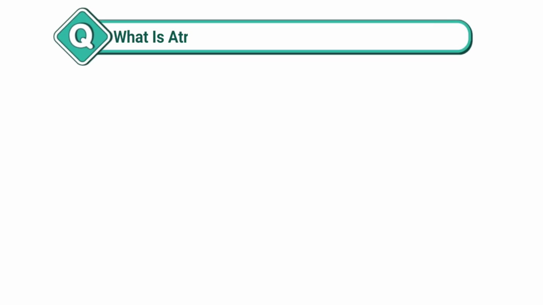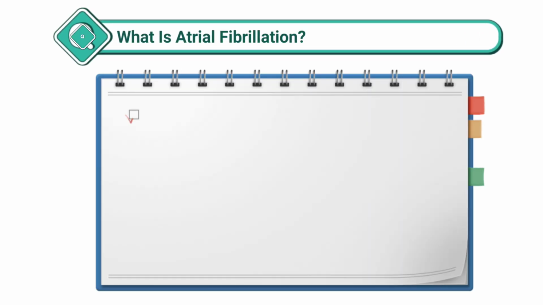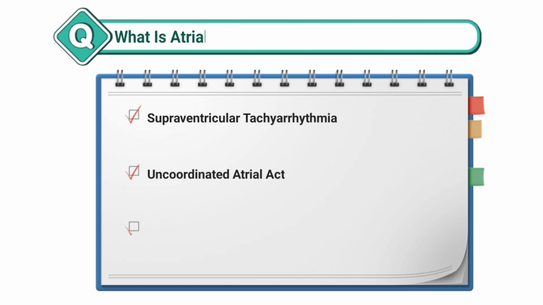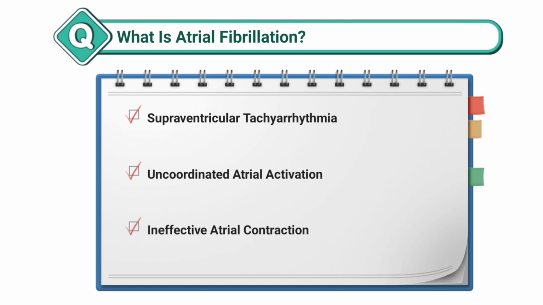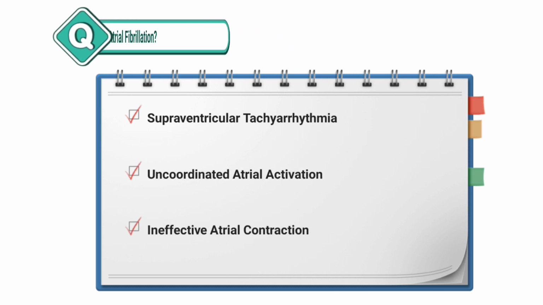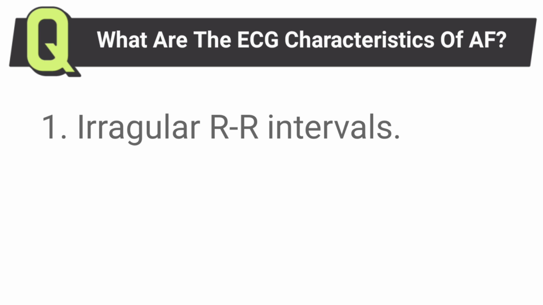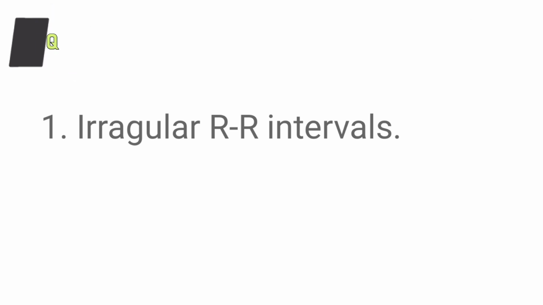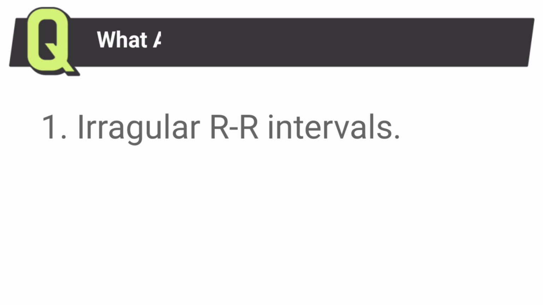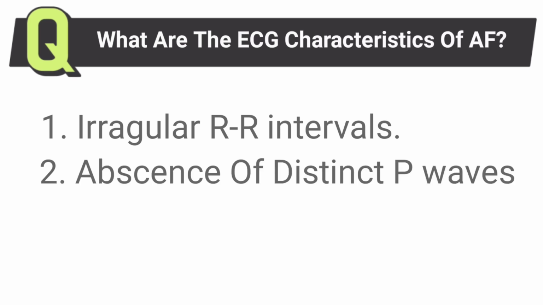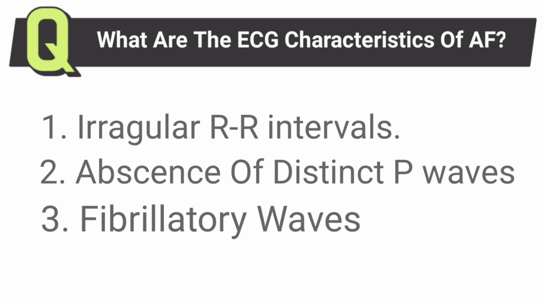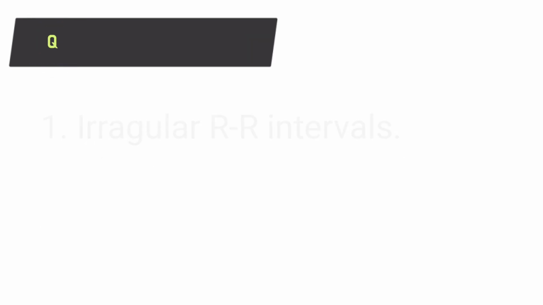Let's begin our video. The term atrial fibrillation is defined as a supraventricular tachyarrhythmia with uncoordinated atrial activation and ineffective atrial contraction. Electrocardiographic characteristics include: 1. Irregular RR intervals when atrioventricular conduction is present, 2. Absence of distinct P waves, and 3. Irregular atrial activity, also known as fibrillatory waves.